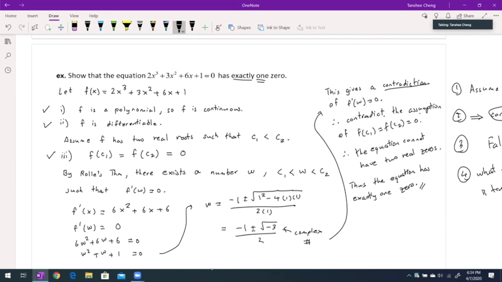That basically tells me that the equation cannot have two real zeros, because our assumption is wrong. So the equation cannot have two zeros. Therefore, if the equation cannot have two zeros, then it is only left to say that in this polynomial equation we can have exactly 1 zero. So that's the end of it.